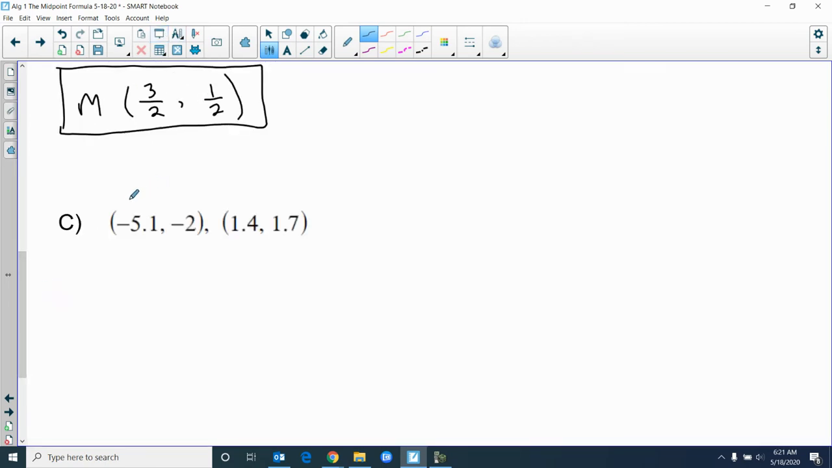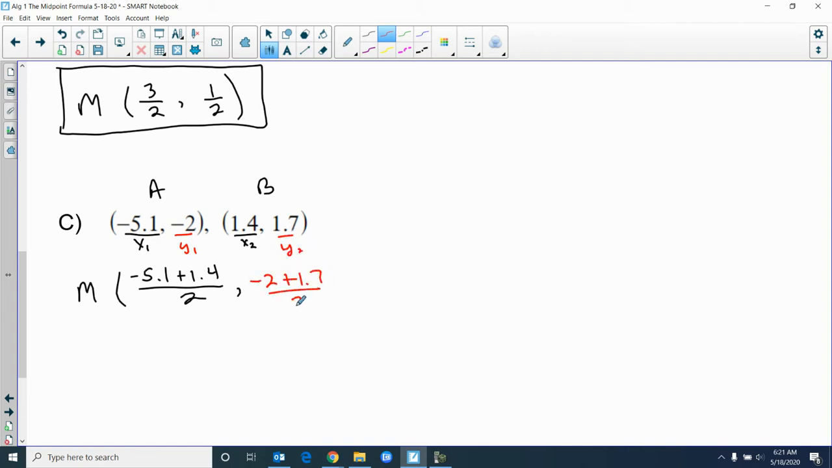And this third one here, negative 5.1, comma negative 2, and 1.4, 1.7. So they're not always nice whole numbers. Sometimes that happens. That's okay. So this is A and this is B. Now, if they're in decimals, we can write our answer in decimals. So my midpoint is negative 5.1 plus 1.4, take their x's, that's x1, that's x2, divided by 2. The y's, so we take negative 2 plus 1.7 divided by 2.